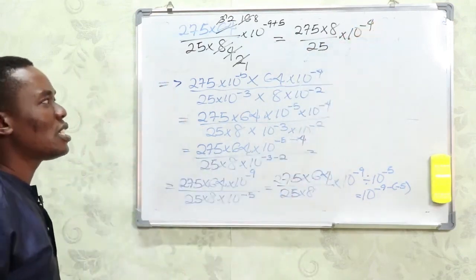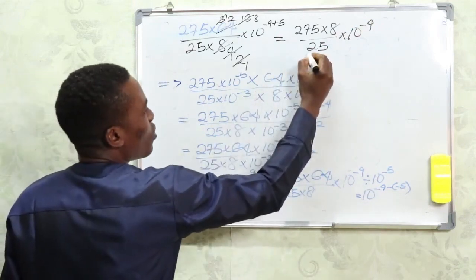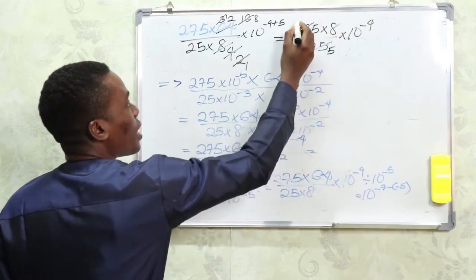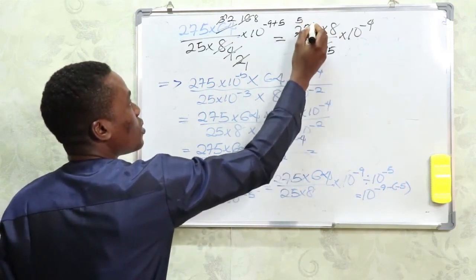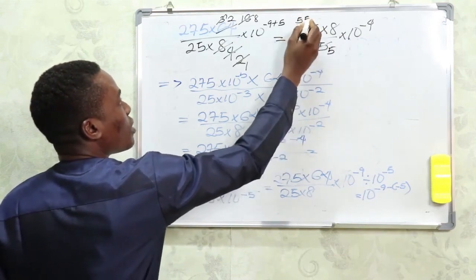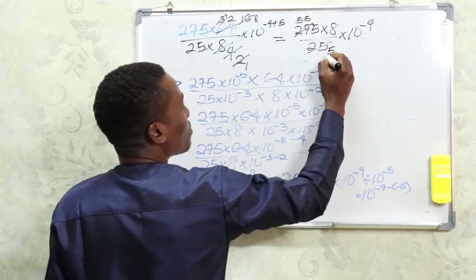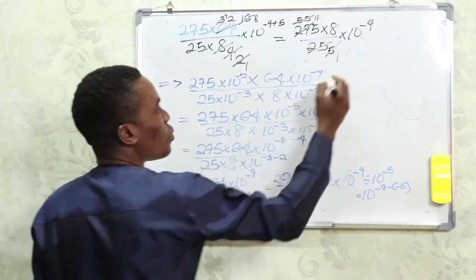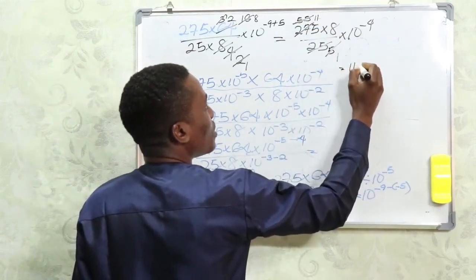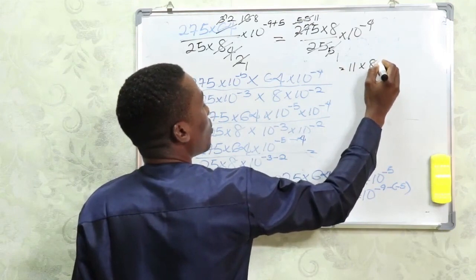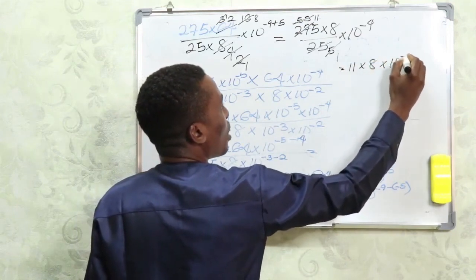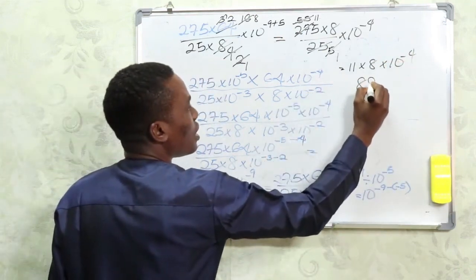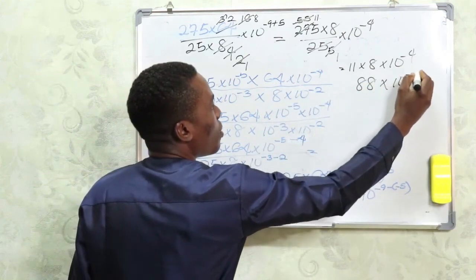We are reducing it gradually. Now 5 can go here to give you 5, right? And 5 can go here to give you 5. Remember 2. 5 in 25 will give you what? 5. So what will that give us? 5 here can go here to give you 1. 5 can go here to give you 11. So what we have here is 11 times 8, right? Times 10 raised to power minus 4. Now this times this will give you an 88 times 10 raised to power minus 4.